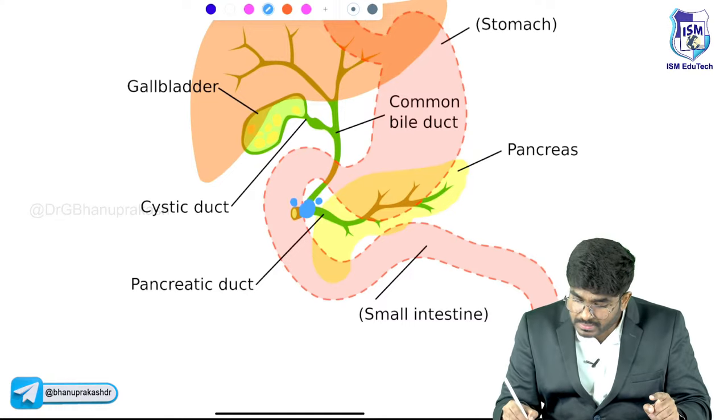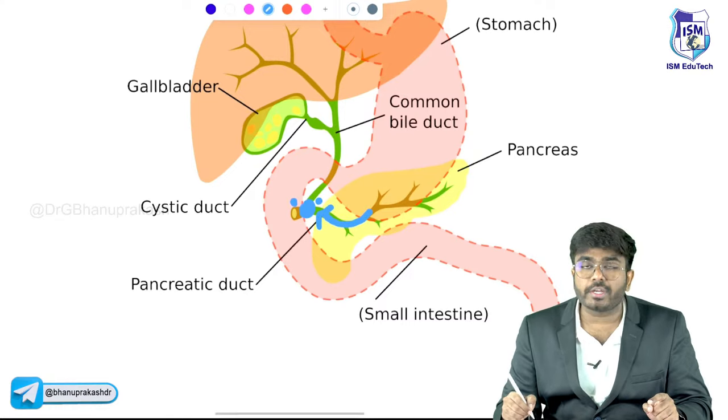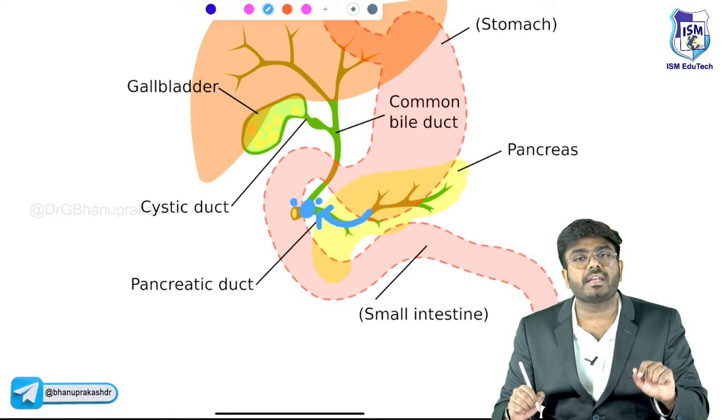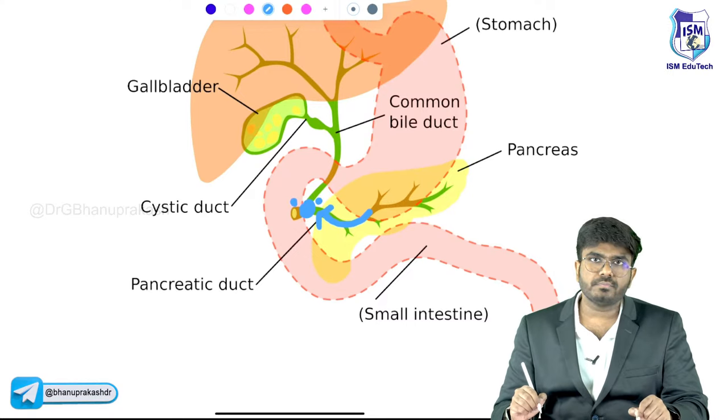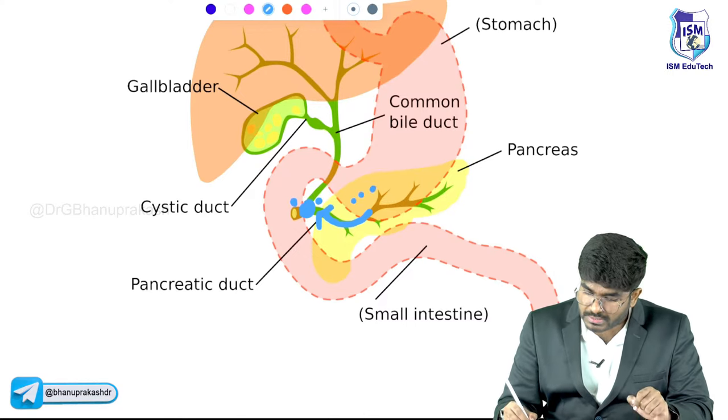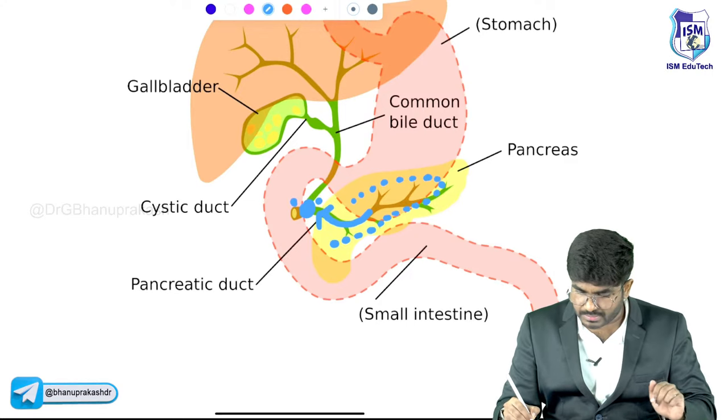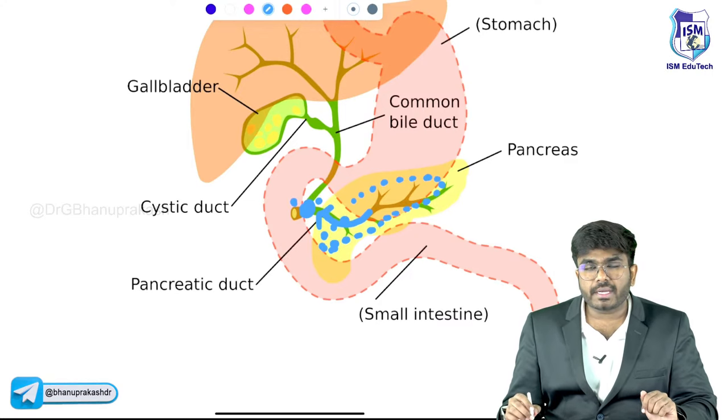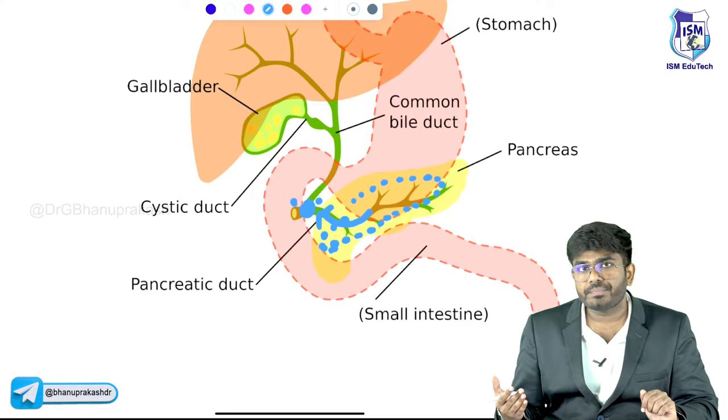But the pancreatic secretions are also not going to be drained. The pancreas is also not properly secreting into the duodenum, so that's going to cause pancreatitis. So if there is pancreatitis, what happens? The patient is going to have elevated levels of amylase and pancreatic lipase. These enzymes are going to be elevated.